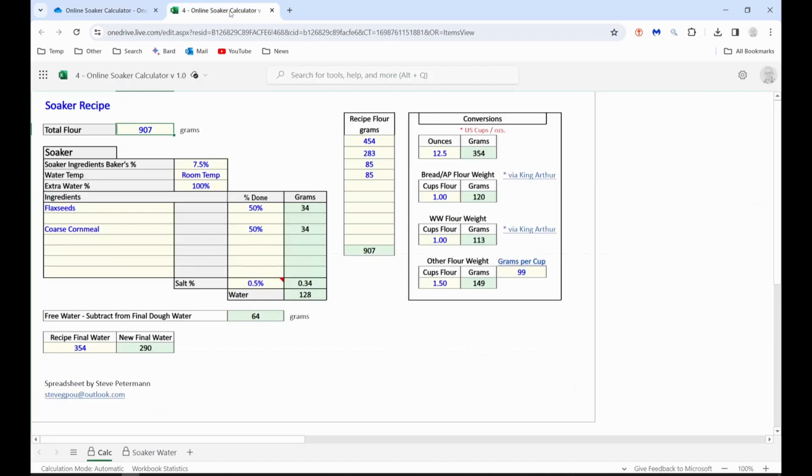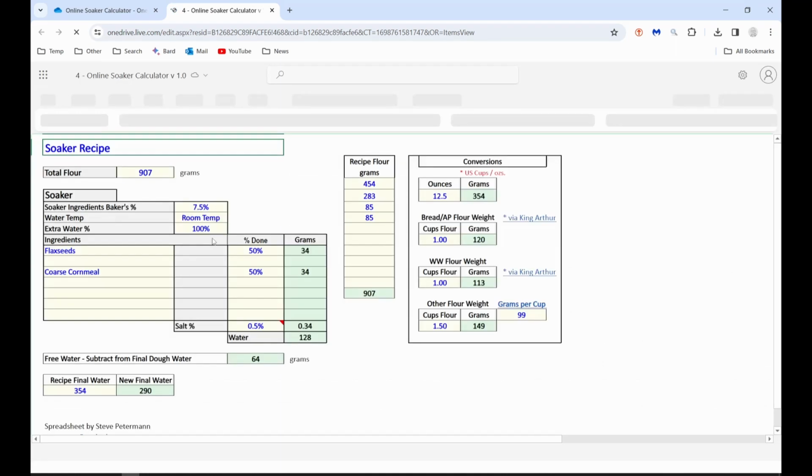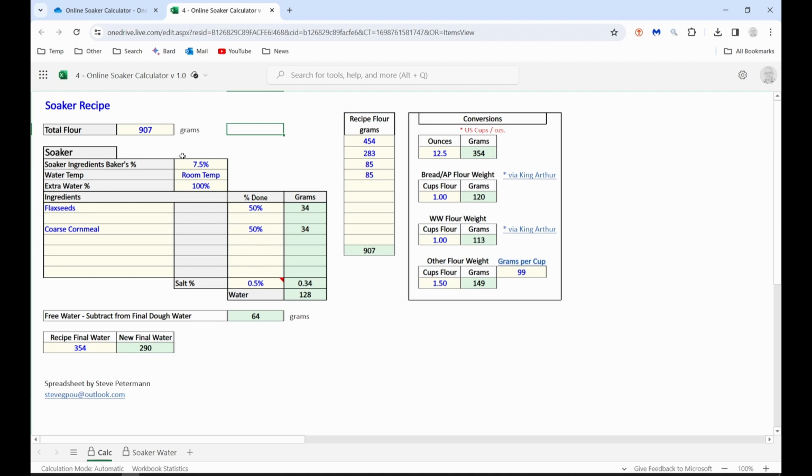So let's say you come in and you're working with this and you're going to go make the soaker and try it out. Well, once you leave this, let's go ahead and get out of this. It saves what you did automatically. You don't have to do a file save or anything. It just saves it. But since these are public spreadsheets, what I would recommend is that if you want to keep track of what you did, you print this out so you'll have a record of it.